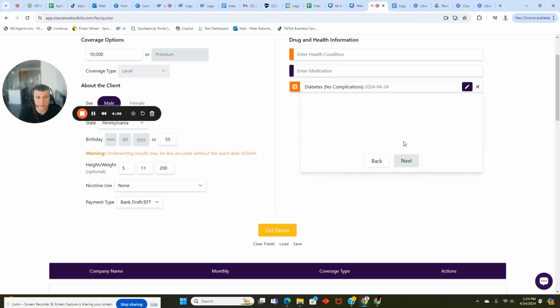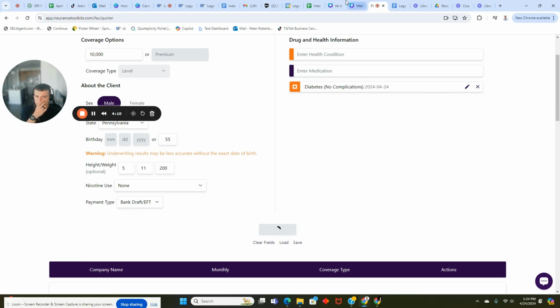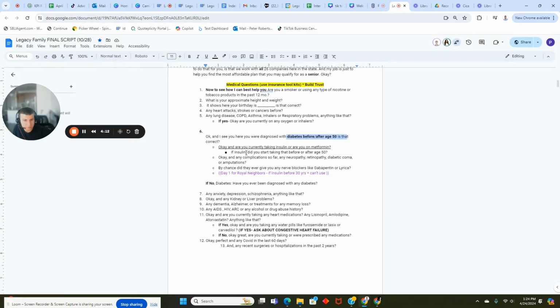So right now we know that they're a diabetic and they're taking insulin. Then we're going to hit quote. Then in the script, what we're going to go through is, okay, any complications so far, any neuropathy, any retinopathy, any diabetic coma, or any amputations. These are the complications as we went through and trained on before. Neuropathy is the nerve damage, retinopathy is the eye damage, diabetic coma, or amputation is losing of a limb. Okay, so make sure that you remember those as well.